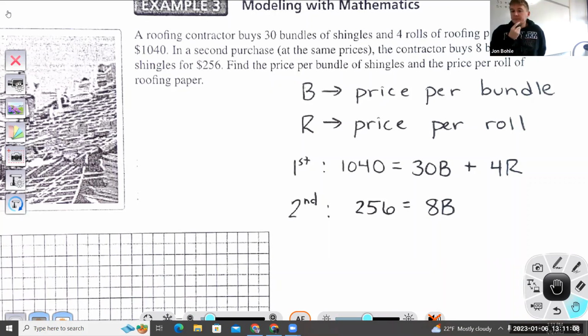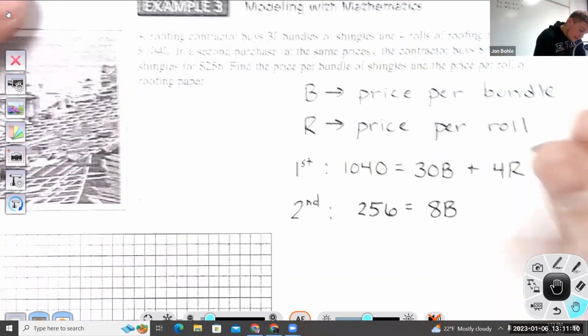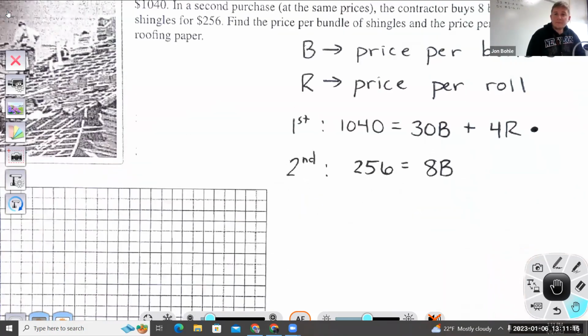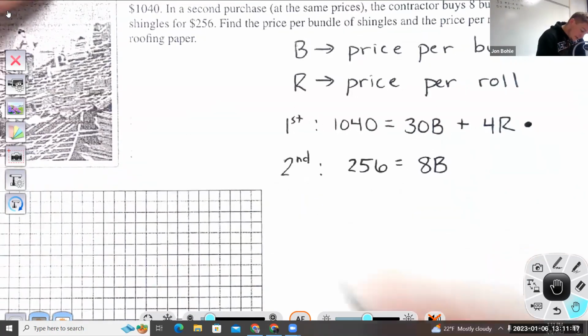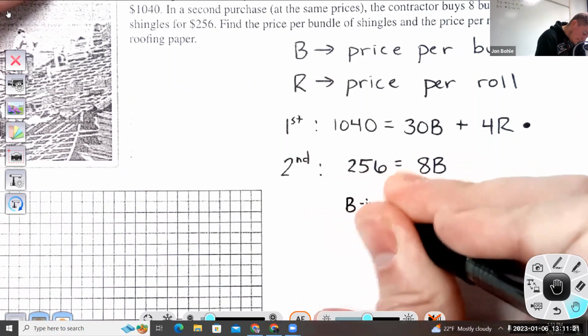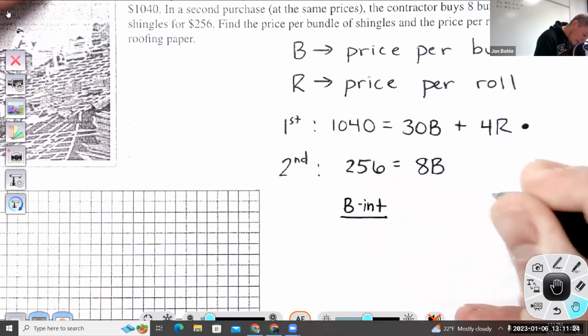Okay. All right. So now what we're going to do is work on graphing. It's in standard form, so I'm going to find my b-intercept and my r-intercept.